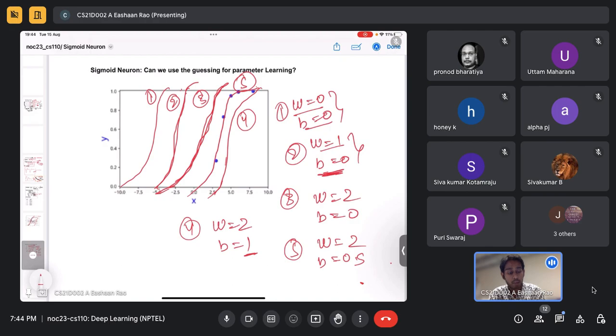But the problem with this approach is how many different guesses you can make. There should be some principled approach for this. Now, obviously I can take the help of the loss function to understand that, but still it is computationally very expensive, because I might start at a certain point and just to reach there I might take a lot of time.